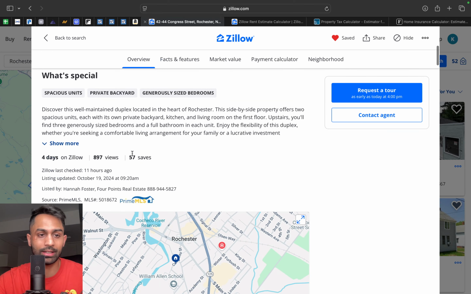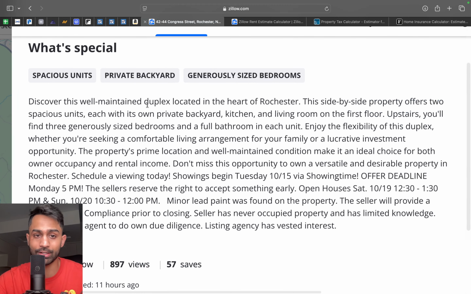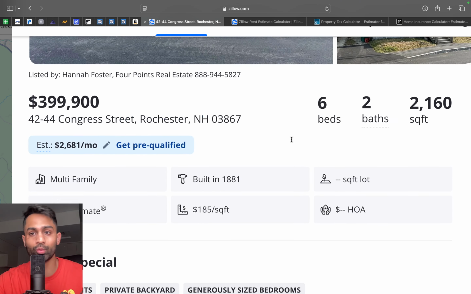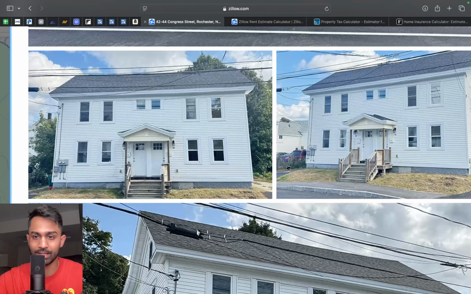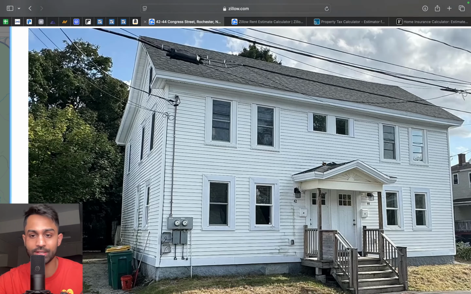Because if you read over here, you'll discover this well-maintained duplex located in the heart of Rochester. Side-by-side property offers 2 spacious units. Each unit has its own 3-bedroom, kitchen, living room, and a bathroom. Now, it's got 3 bedrooms and 1 bathroom per unit. So let's just quickly go over to some of the pictures. So boom, that's the front. You've got 2 different doors, so this side and this side. So there's 2 different units.